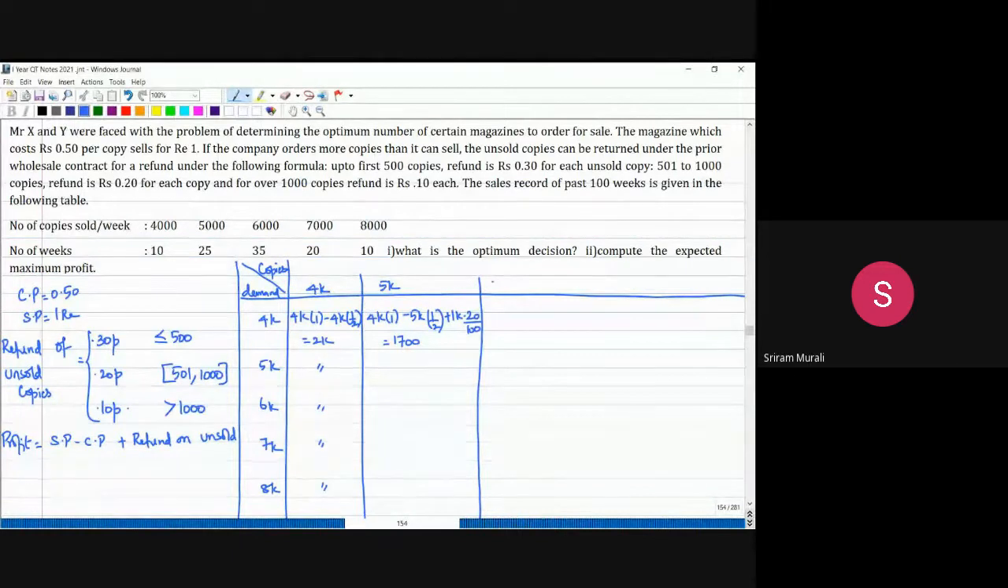That is for 6K. Your demand is 4K into 1 minus 6K into 1 by 2. How many copies are unsold? 2K. 2000 means it is also beyond 1000. Therefore, it is 10 paise. 10 by 100. That is equal to 1200. Is that clear?